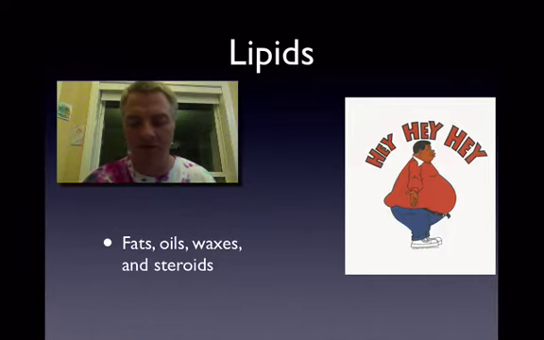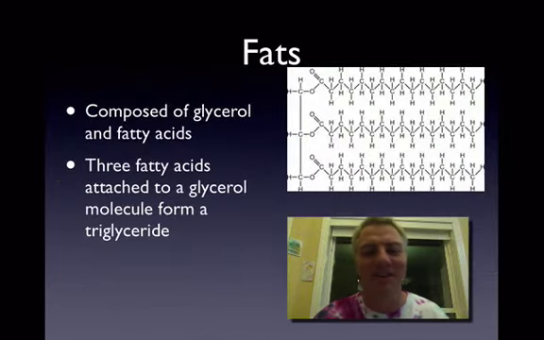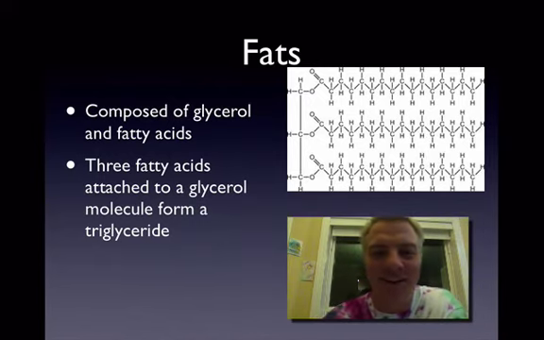And I hope you like my little cartoon there of Fat Albert. You probably don't even know who that is. But maybe some of you do. Your parents probably do if you don't.